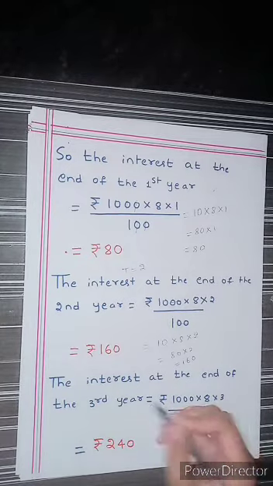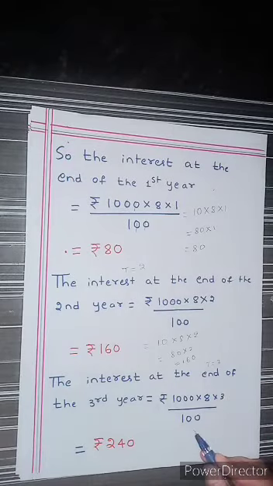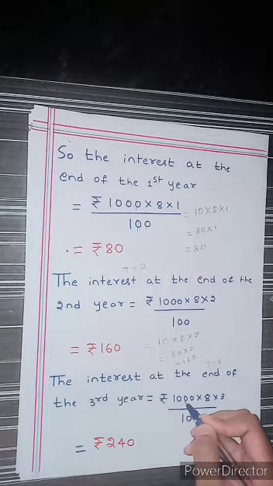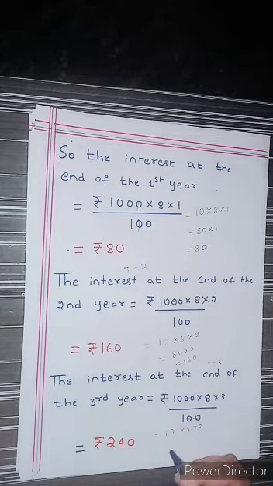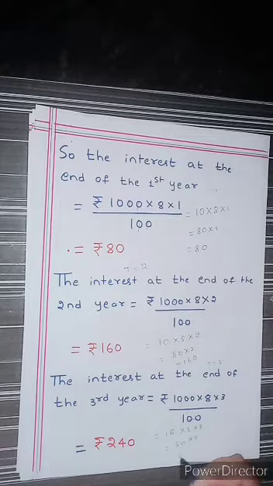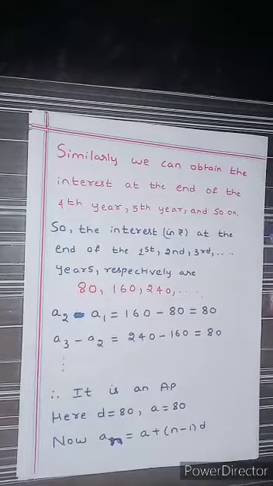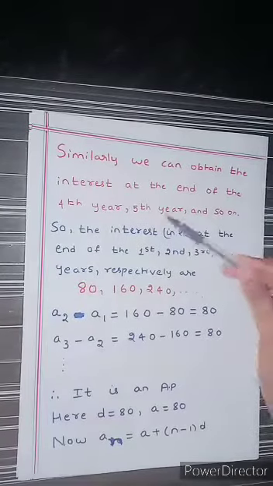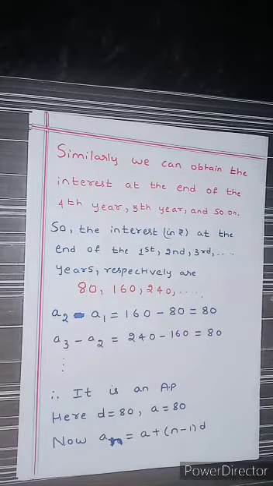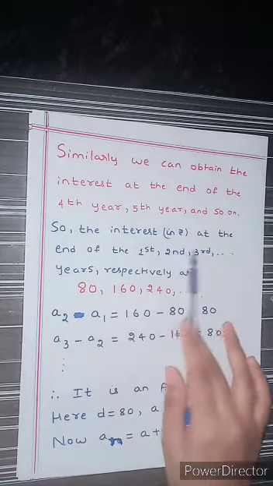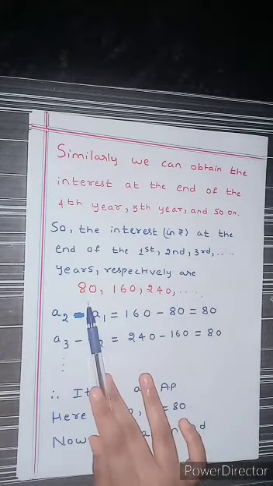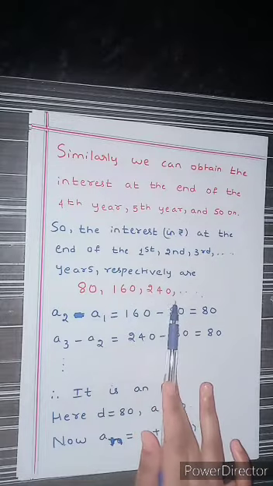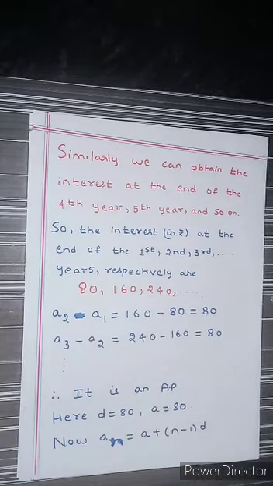Here T is 3, right? T is 3, divided by 100. These two zeros get cancelled. 10 into 8 into 3. 80 into 3. 8 3s are 24, so 240. So rupees 240. Similarly, we can obtain the interest at the end of 4th, 5th and so on years. So the interest in rupees at the end of first, second, third and so on years respectively is: first year is 80, second year is 160, third year is 240, and so on.